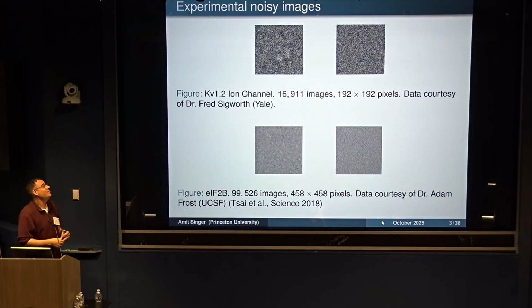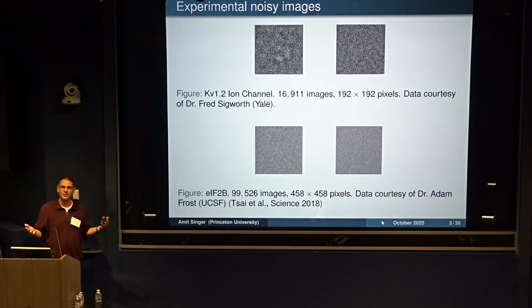So here are samples of images from experimental data sets, one from my long-term collaborator, Fred Sigworth at Yale, another from UCSF. If you just look at the images, it's very hard even to see that there is a molecule there. All you see at first glance is lots of noise, like a TV set from the 80s that is not working properly. And it's amazing that we can actually get very high resolution reconstructions from such crappy images. You ask yourself, how is this actually being done? What's the magic here?